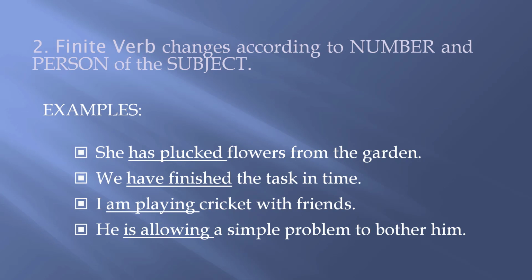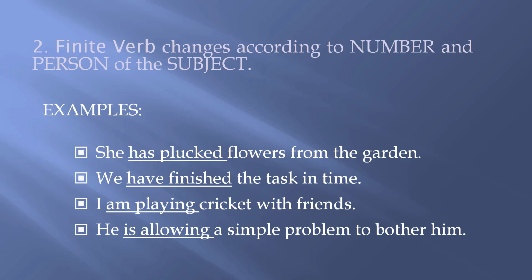The second thing is that a finite verb changes according to the number and person of the subject. As far as the number is concerned, it can be singular and it can be plural. As far as the person is concerned, it can be first person, second person or third person. For example, she has plucked flowers from the garden. Here, all the underlined words are verb phrases. In fact, they are finite verb phrases. In the first example, the finite verb phrase has plucked refers to the subject she. She is a singular third person.